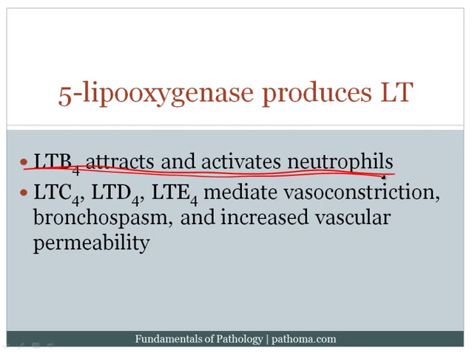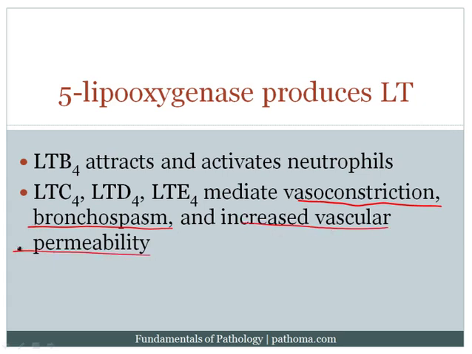Another group of leukotrienes that are important are leukotriene C4, D4, and E4. Now, leukotriene C4, D4, and E4, what they do is they mediate vasoconstriction, they cause bronchospasm, and they increase vascular permeability. So 3 actions: vasoconstriction, bronchospasm, and increased vascular permeability.